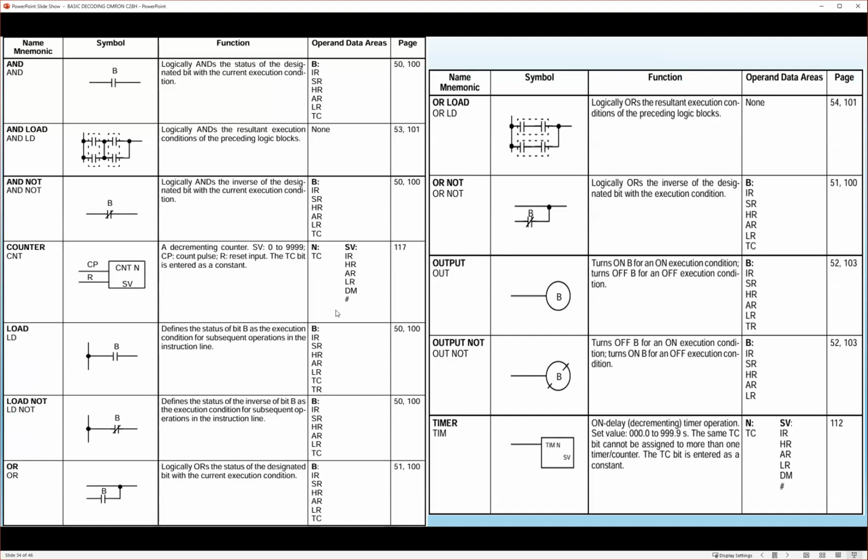This is in the appendix, and I'll attach the manual for you guys if you would love to spend some time reading. But this is what's important to us. This will be what we need to look at when we're decoding, so we can see what each symbol and mnemonic name corresponds to, right? So when we have counters, our loads, load nots, timers, all we'll be able to see is the mnemonic code, right? We won't be able to see the symbol or the function. That's what we'll be translating.